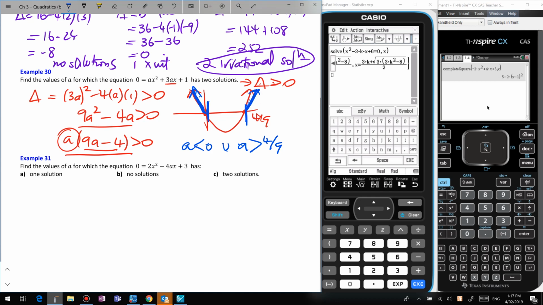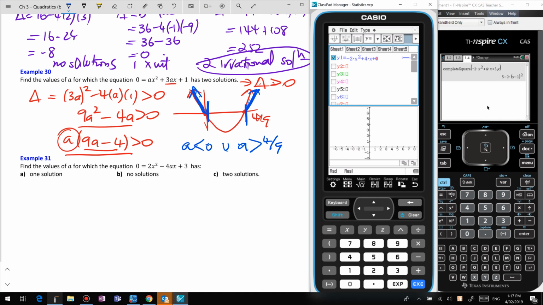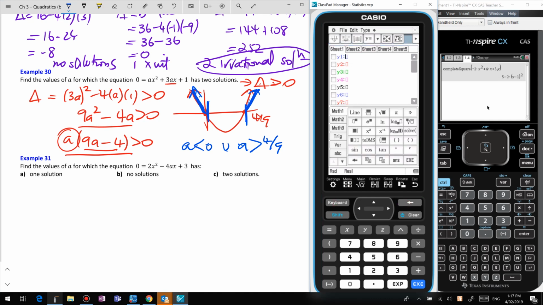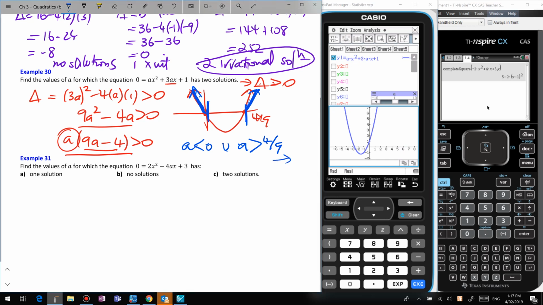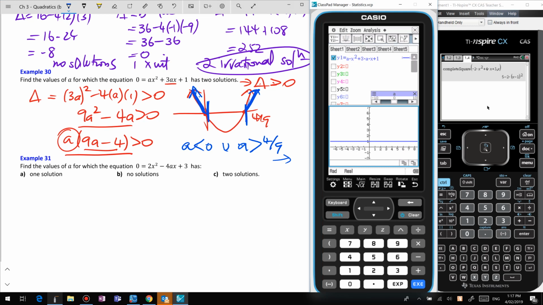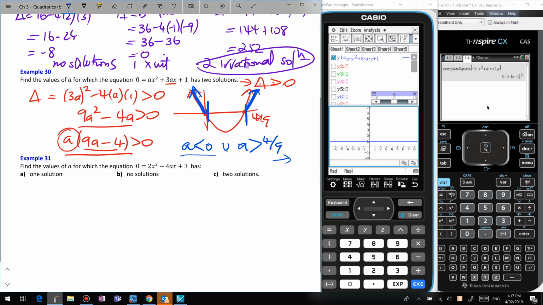Now we can look at this graphically. ax squared plus 3ax plus 1. So a times x squared plus 3a times x plus 1. If we sketch this graph, that's when a equals 1. You can see that we've got 2 solutions, which is above that. If a equals 0, we've got no solutions. Let's try something in between.